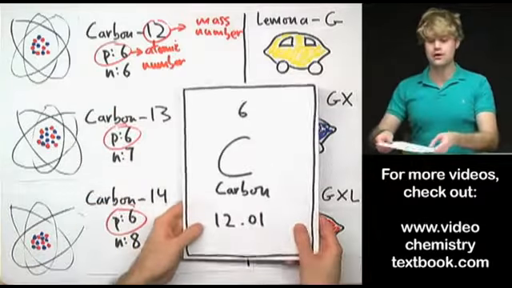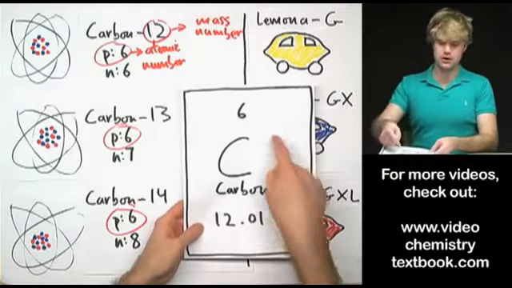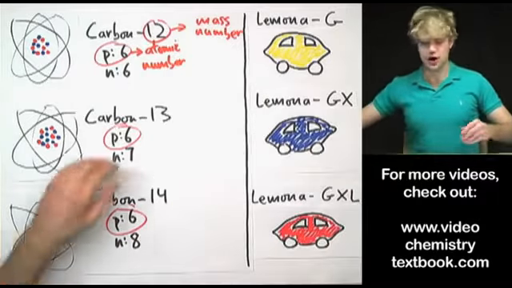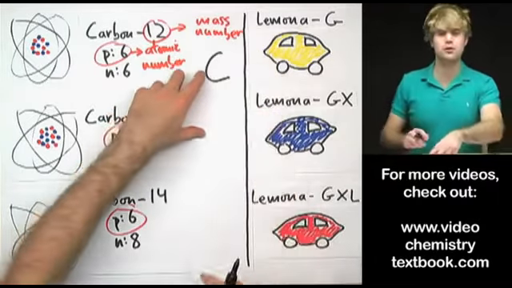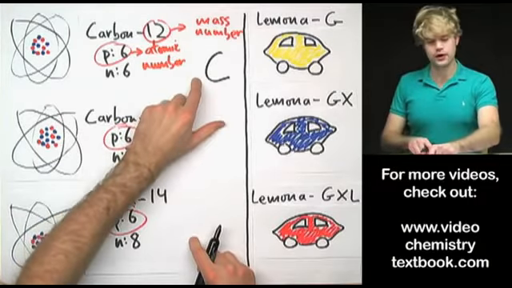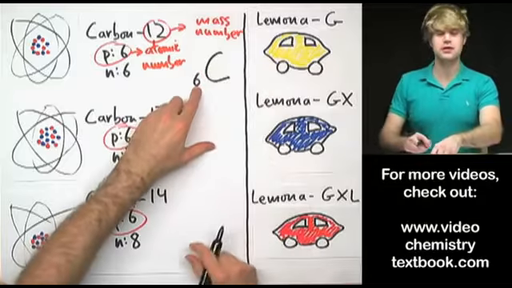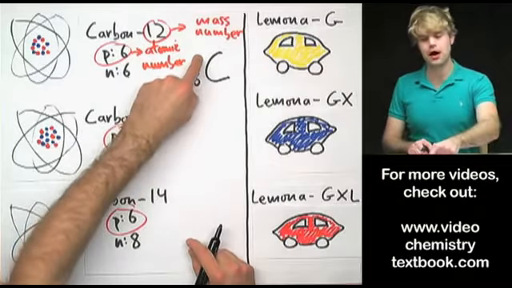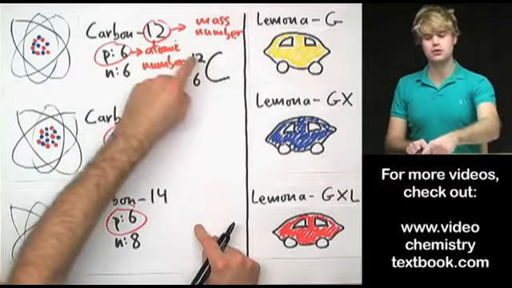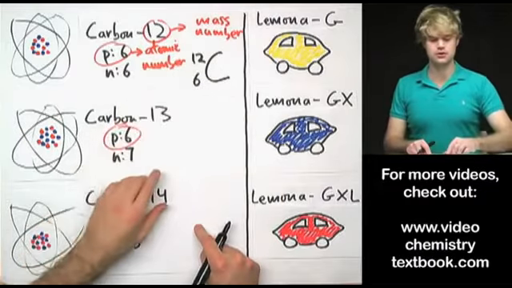If you don't already know that, you can find it on the periodic table. So here it is. It's a big uppercase C. So I start with my C for carbon. And then on the lower corner here, I write the atomic number. So that's going to be 6. And then up top, I write the mass number, which is 12. So this is carbon-12 written in isotope notation.